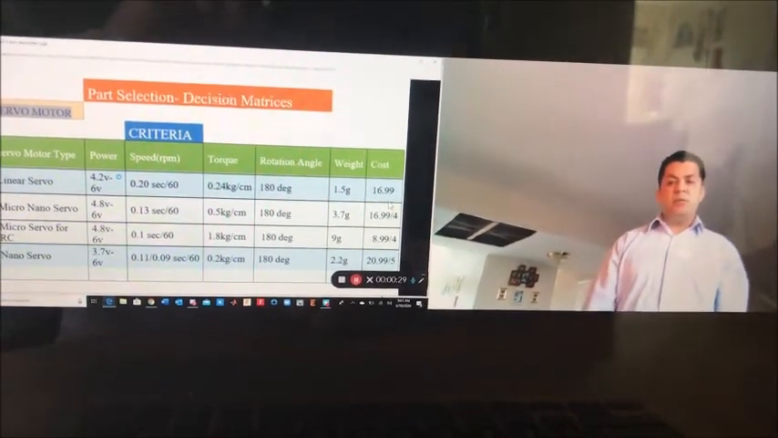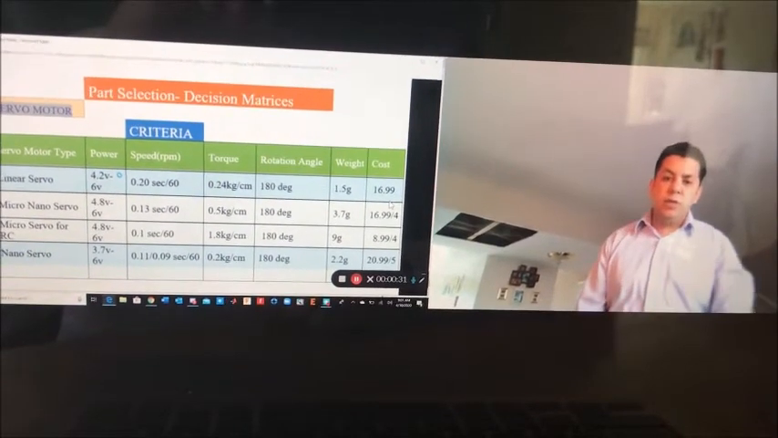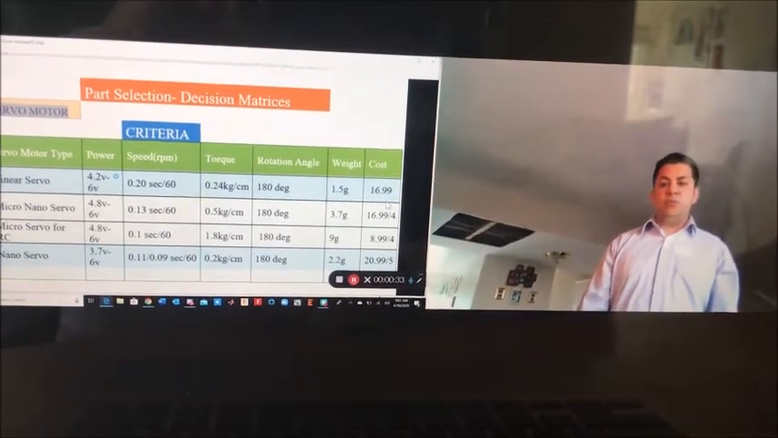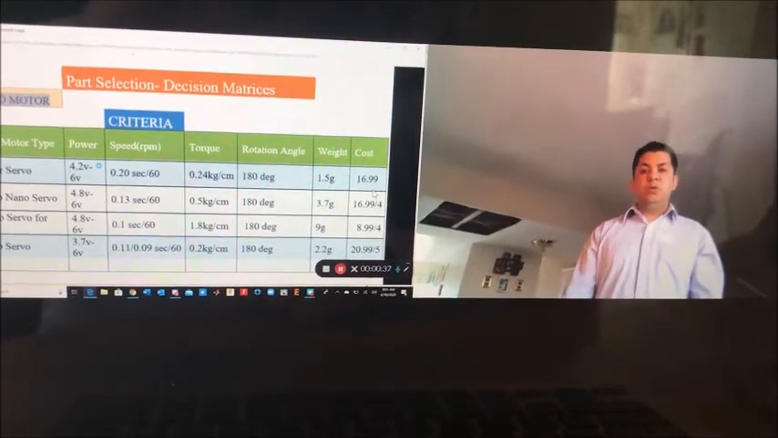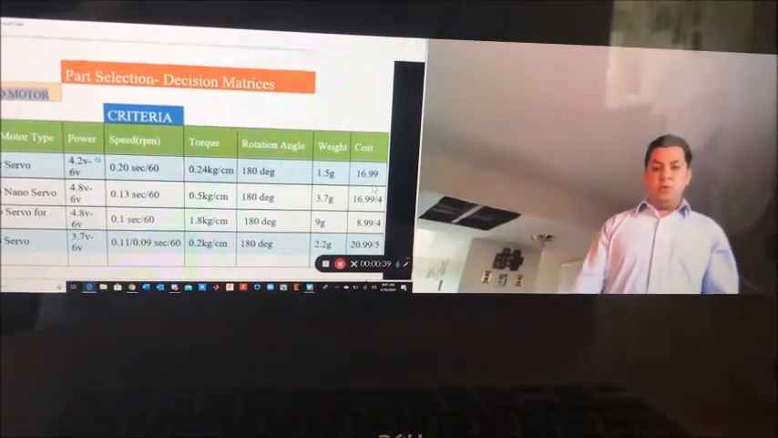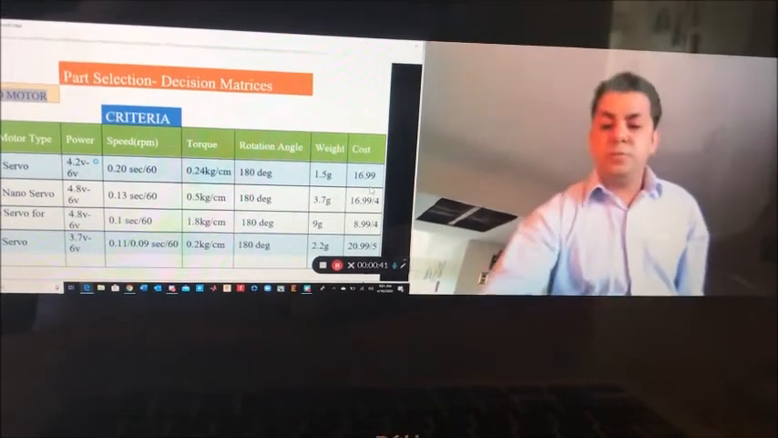But I found out that the next one, which is the last one in the chart here, has 2.2 grams. So in the future, once we go back to work, we could order this one and start doing prototyping to see how it works.